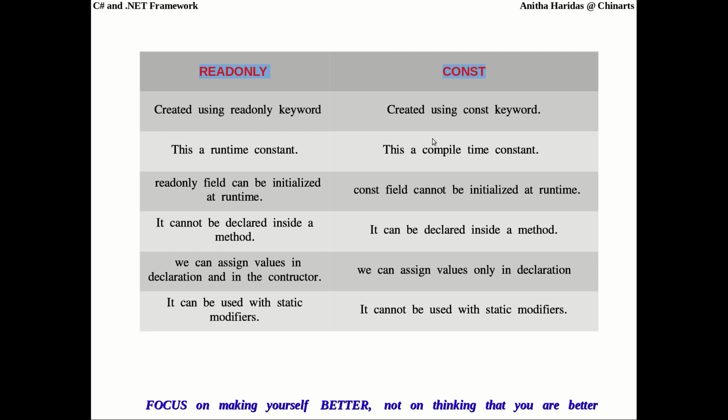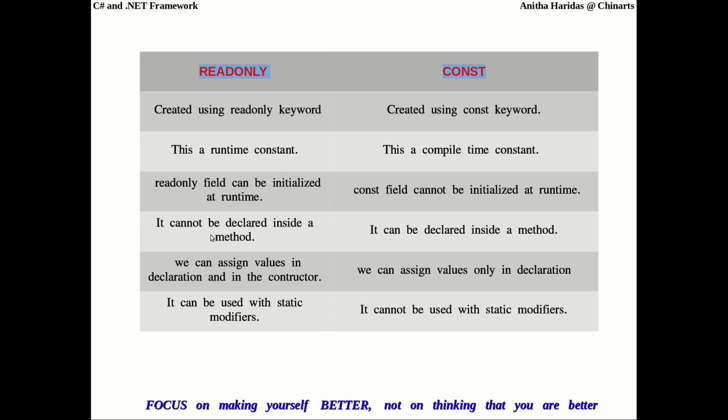these members. So your read-only members are created using the readonly keyword, but here we create it using the const keyword. This read-only member is a runtime constant, whereas this is a compile time constant. Because read-only members will be initialized at the runtime, but you can also initialize it at compile time itself. Compile time also, sorry. Whereas constants cannot be initialized at the runtime, they can be initialized only at the compile time.